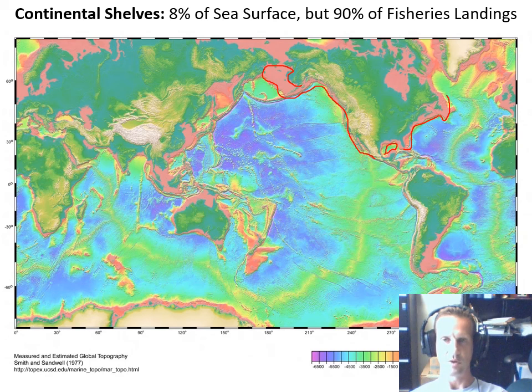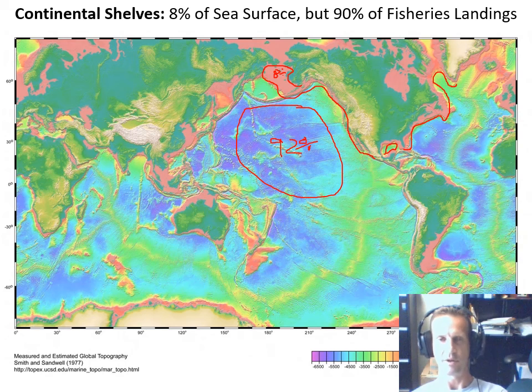shelves of the world. And so you can divide up the oceans into the waters that are over continental shelves and the open ocean waters that are not over continental shelves. So continental shelves are only 8% of the sea surface. So obviously 92% of the sea surface is open ocean, right? Everything that's not continental shelf must be open ocean.